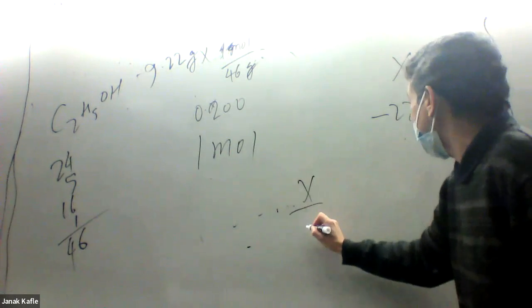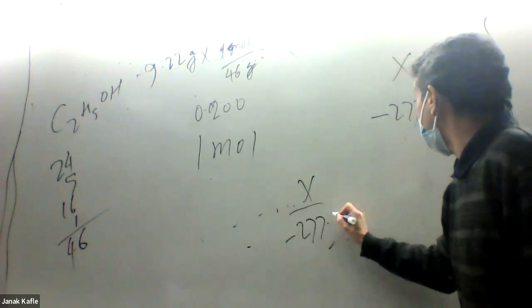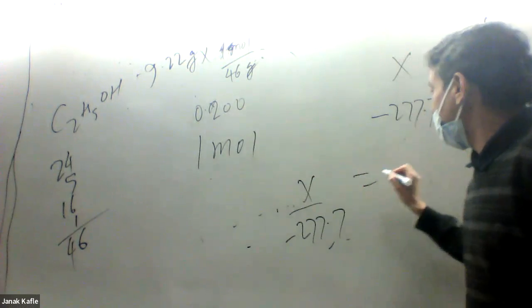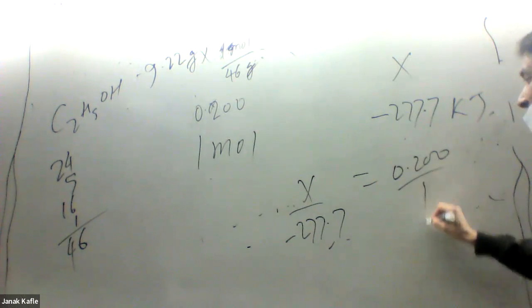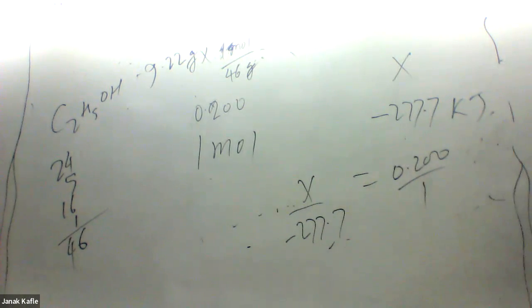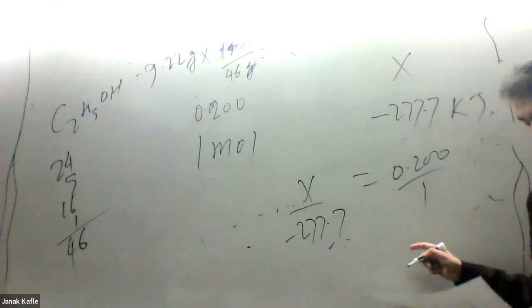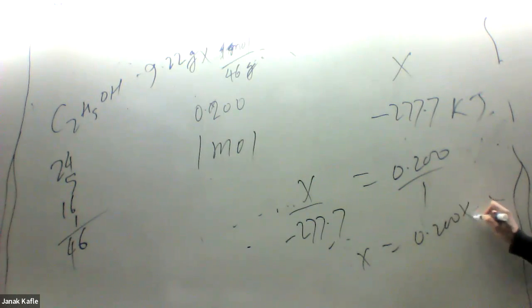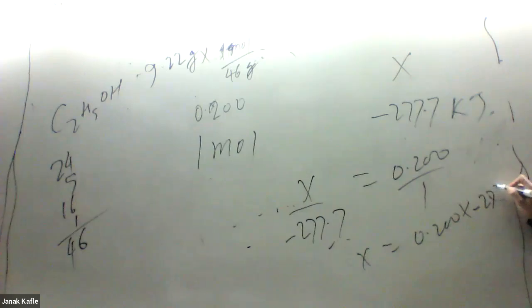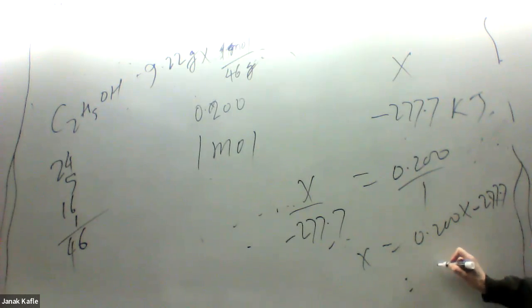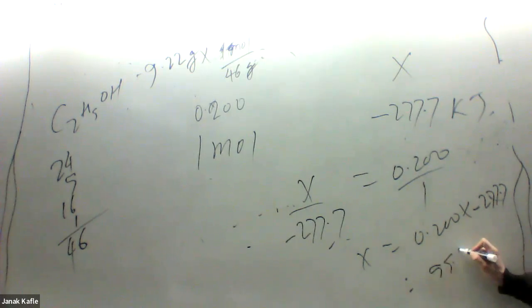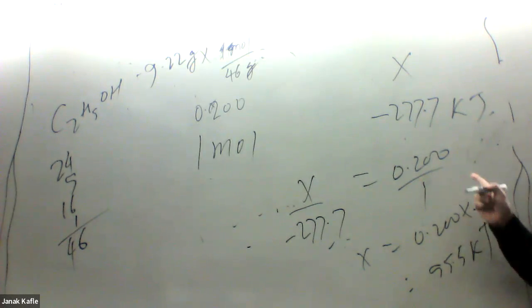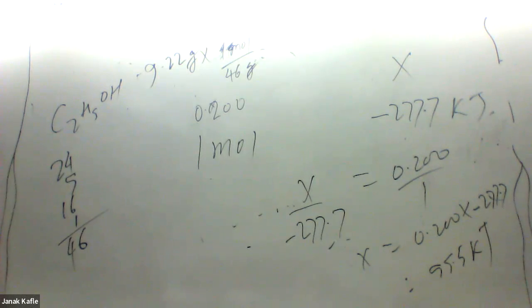Now x divided by minus 277.7 is equal to 0.200 divided by 1 mole. So you multiply and you get how much? 55. So x is equal to 0.200 multiplied by minus 277.7 and it gives you 55.55 kilojoules. It comes in kilojoules, 55.5 kilojoules.